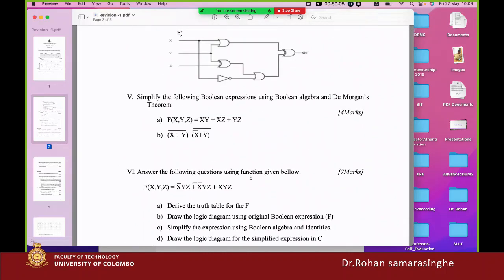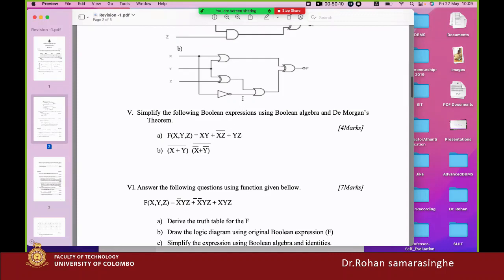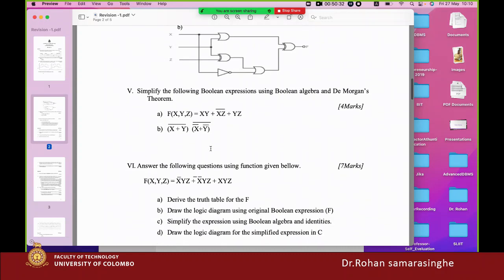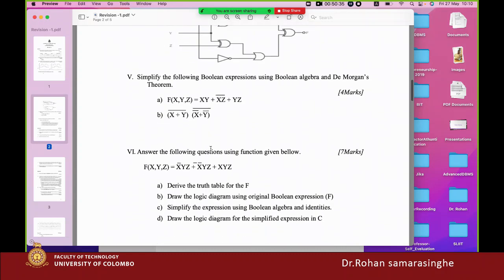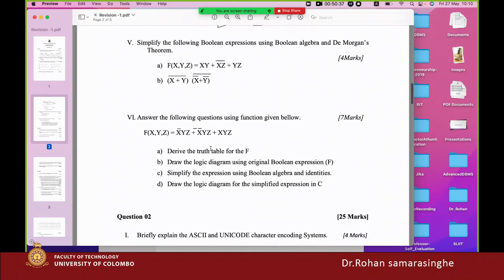Here, simplify the Boolean expression using Boolean algebra and De Morgan's theorem. So, you will have a Boolean expression to simplify. How do you simplify? I will give you 10 minutes time. Please try to answer this one.